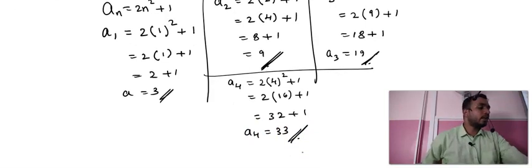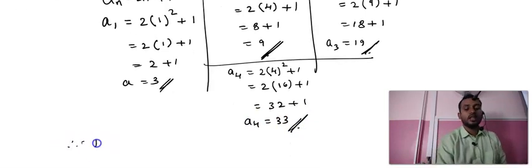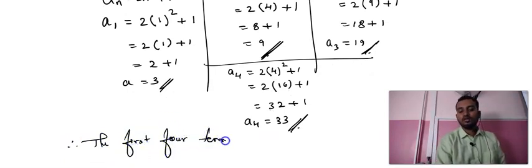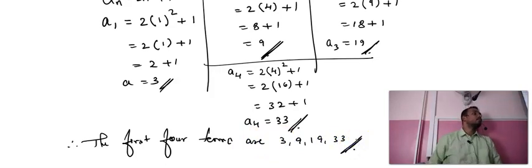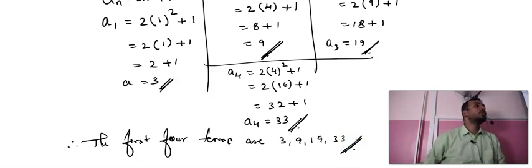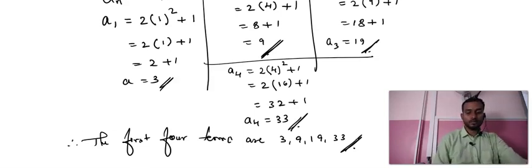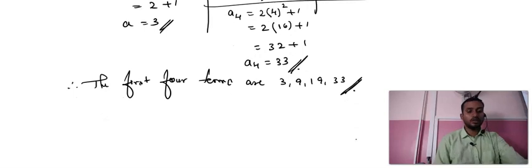Now ultimately we can write the final solution: therefore the first four terms are 3, 9, 19, 33. Any doubts? Concepts are clear? I am telling you the areas from which all the questions can be asked. Got it? Done? Good. The same question they can give you in another form, that you can try.